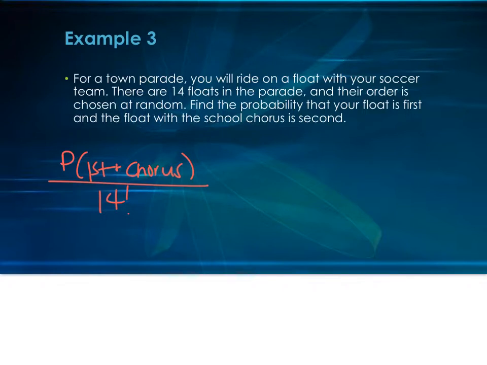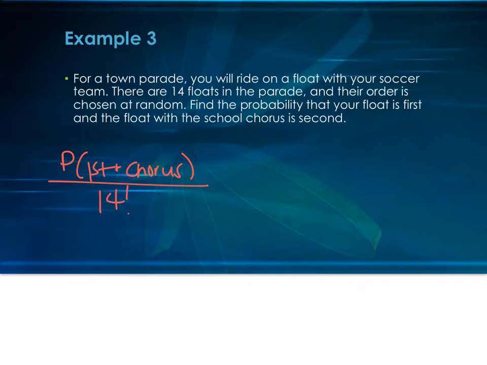So when I worked this out the first time, we actually figured out 14 factorial, but I don't know why I didn't think about it, but I wouldn't do that because we're going to eventually want to cancel out the factorial anyways, so you want to save yourself that time. So think about what happens if I'm the first float and the school chorus is the second float, how many other floats are left to figure out the combinations of? There's 12 left. Does that make sense?